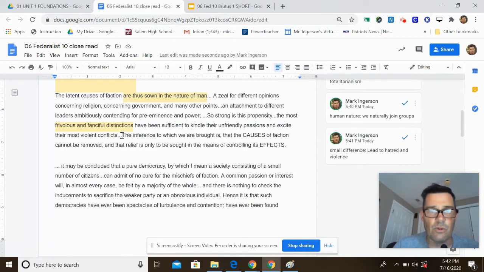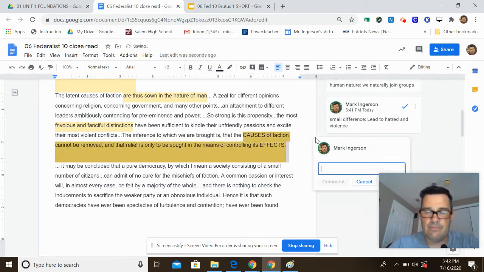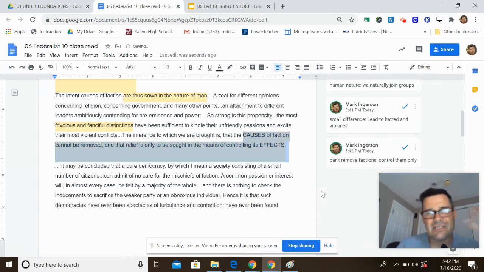"The inference to which we are brought is that the causes of faction cannot be removed, that relief is only to be sought in the means of controlling its effects." So this is really critical. You can't remove factions, you can only control them to some extent.